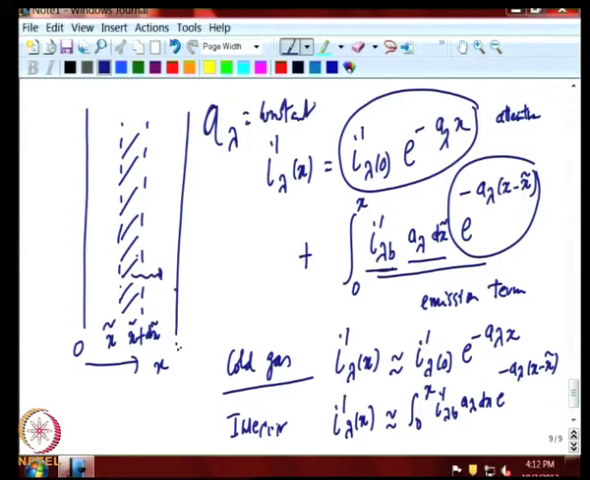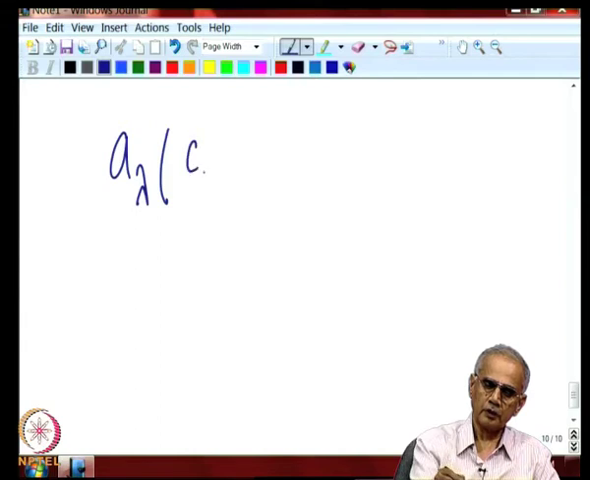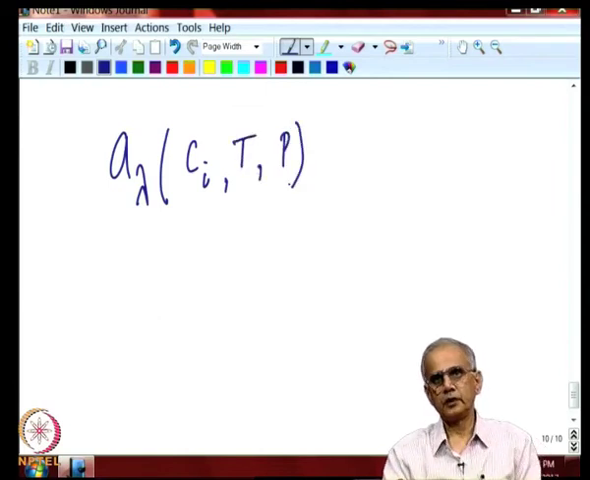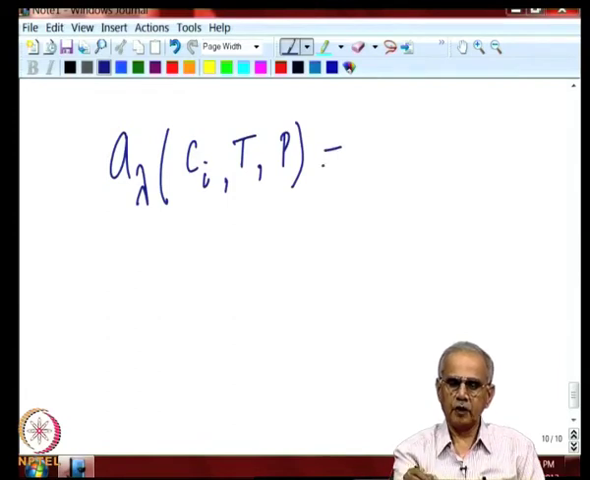Now, this is not true. The absorption coefficient A lambda is a function of space. If you ask why, from basic physical background you can argue that this coefficient depends upon the concentration of the gas species, depends on temperature, and also depends on total pressure. So, if along a certain path the temperature is varying, pressure is varying, and the concentration of the gas is varying, then this will not be a constant.